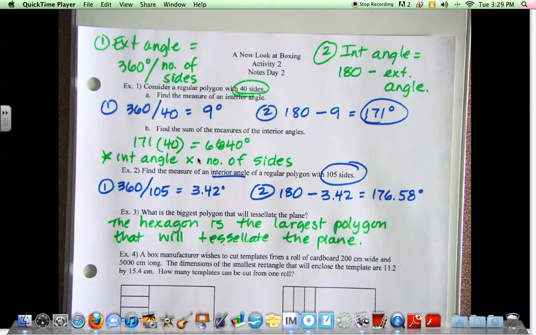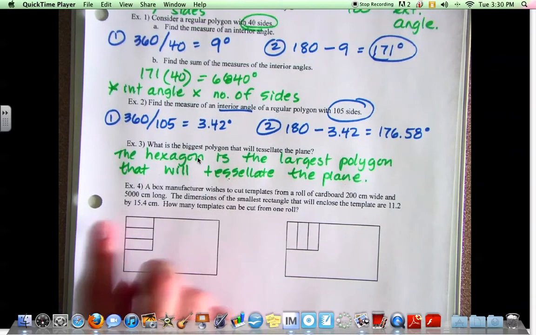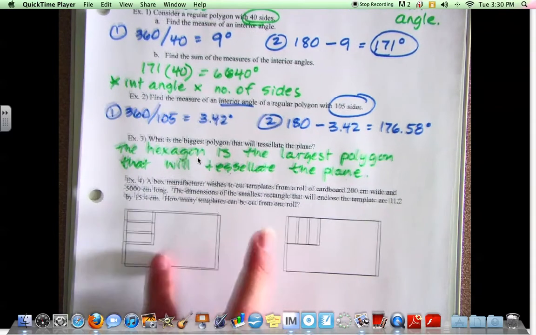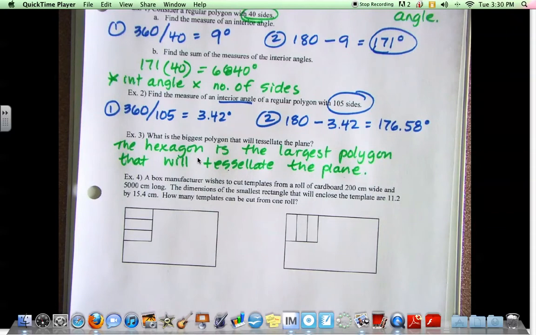Example 4. A box manufacturer wishes to cut templates from a roll of cardboard 200 centimeters wide and 5,000 centimeters long. The dimensions of the smallest rectangle that will enclose the template are 11.2 by 15.4 centimeters. How many templates can be cut from one roll? So, if you look at the pictures, we have 5,000 by 200. We're laying the templates out two different ways to determine which way we can lay them to get the most templates cut out.